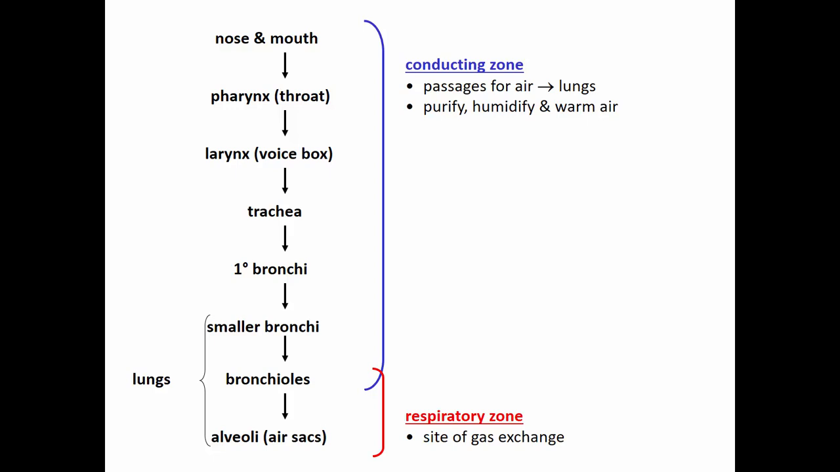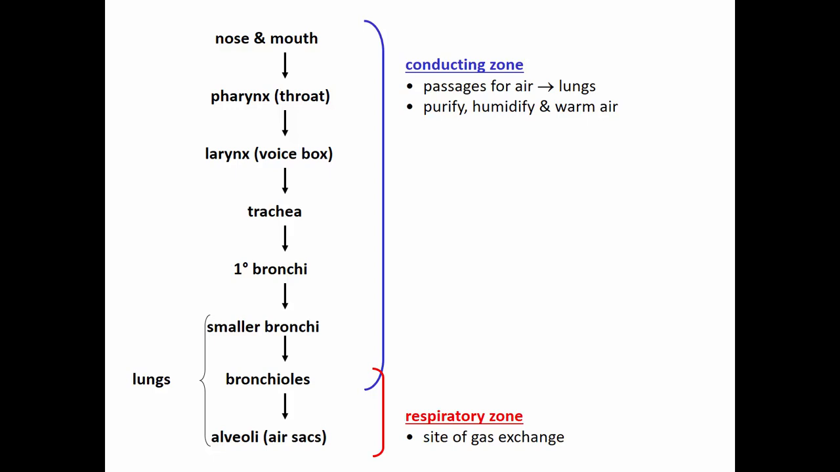So these are passageways for air, and they have some important jobs. They are important for filtering out debris. So all of these structures are lined with mucous membranes that produce mucus that will trap debris, and little cilia that will move that debris back up so that we can swallow it and get rid of it. So it's constantly cleaning out our respiratory passages.